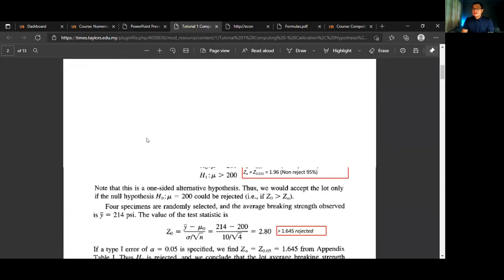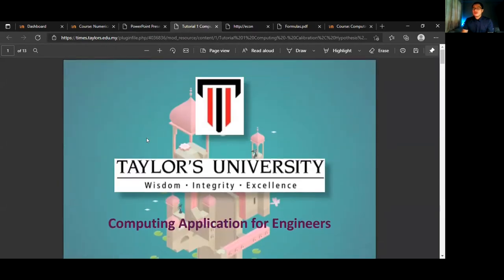Some of these are one tail tests, some of them are two tail tests. Always note first that all my questions in the exam or in the assessment are two tail tests. So let's discuss why I prefer to use two tail tests instead of one tail test. Okay, in the first question, question one.